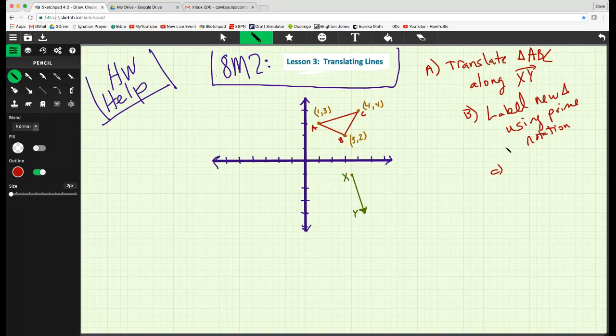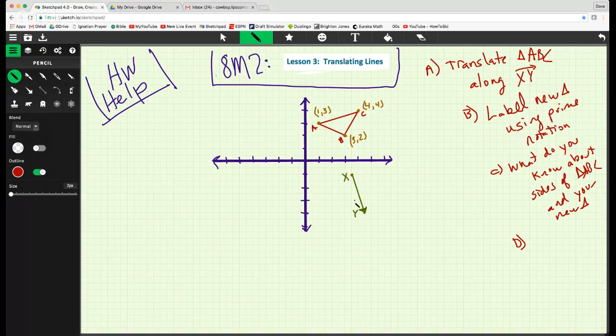And then C, we're going to say, what do you know about the sides of triangle ABC and your new triangle? And then D, I'll ask you the question after we do C. Okay, so here we go.